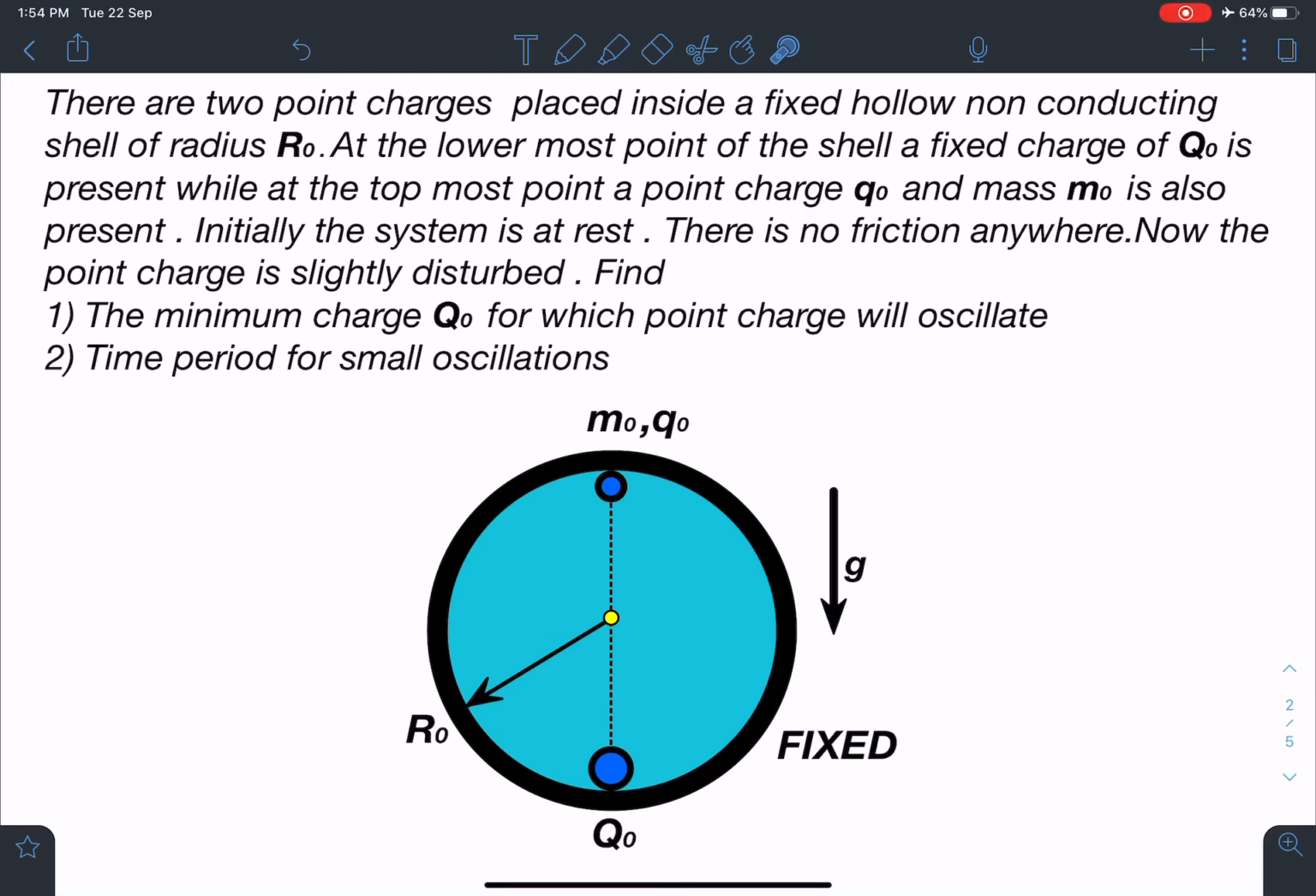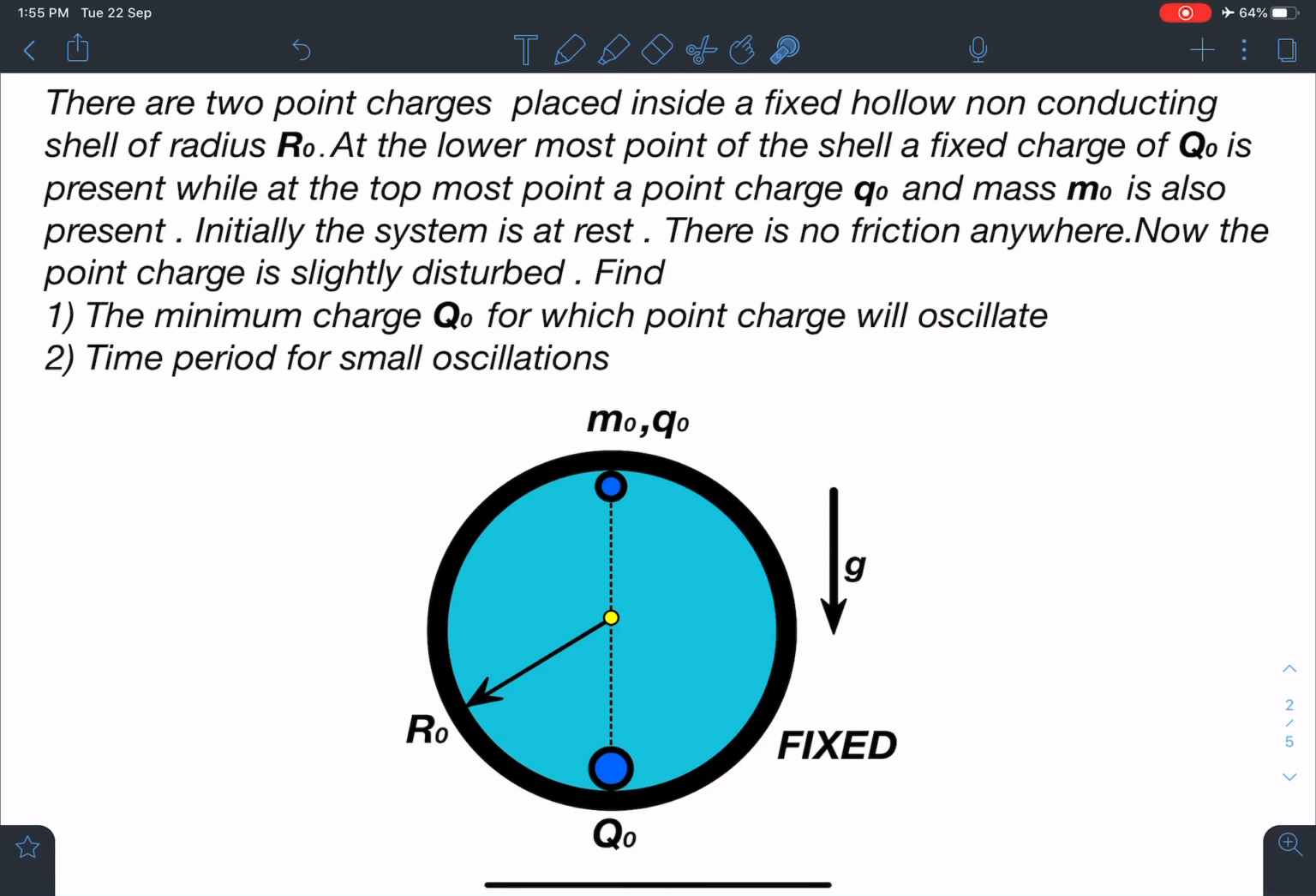There are 2 point charges placed inside a fixed hollow non-conducting shell of radius r0. At the lowermost point of the shell, a fixed charge q0 is present, while at the topmost point a point charge q0 and mass m0 is also present. Initially the system is at rest, there is no friction anywhere. Now the point charge is slightly disturbed. Find the minimum charge q0 for which the point charge will oscillate, and the time period of such oscillations we have to find out.